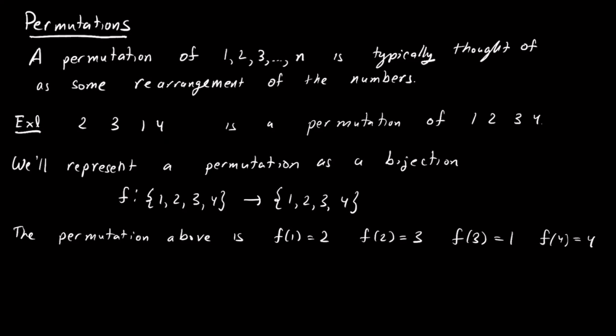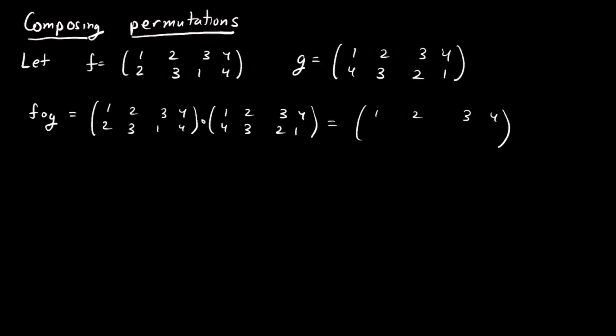How can I write this a little bit more cleanly? I'm going to express the function where the top row is my domain, 1, 2, 3, 4, and the bottom row tells me where these numbers are being mapped to. So this is telling me that f of 1 is equal to 2, f of 2 is equal to 3, f of 3 is equal to 1, and f of 4 is equal to 4. I'm going to represent my bijections this way. And we can see nicely that this permutation 2, 3, 1, 4 appears as the bottom row of this bijection.